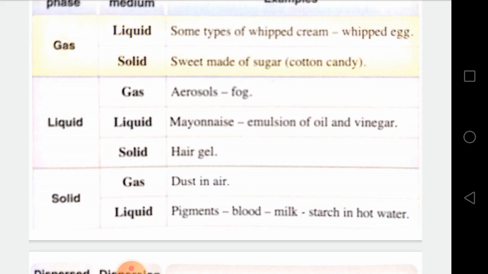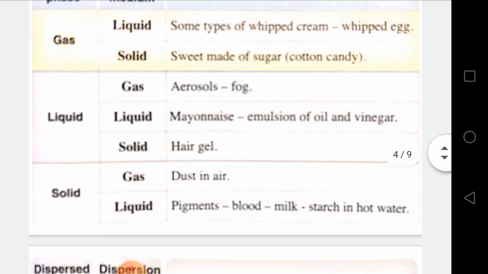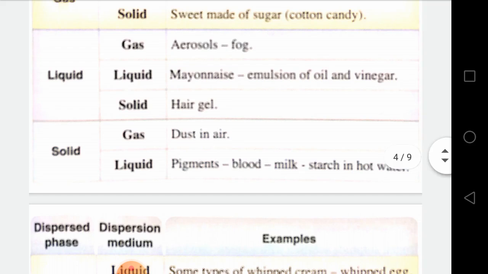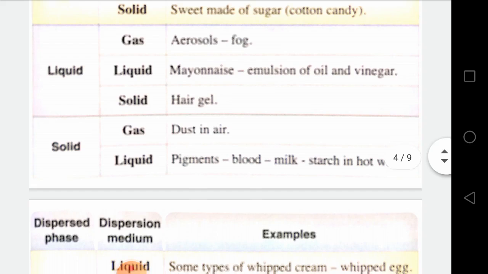Solid in gas, like dust in air. Solid in liquid, like pigments, blood, milk. Starch in hot water, again in hot water. Starch in cold water is a suspension, not a colloid. Starch in cold water will be precipitated if we leave it for a period of time, while starch in hot water will not be precipitated if we leave it.